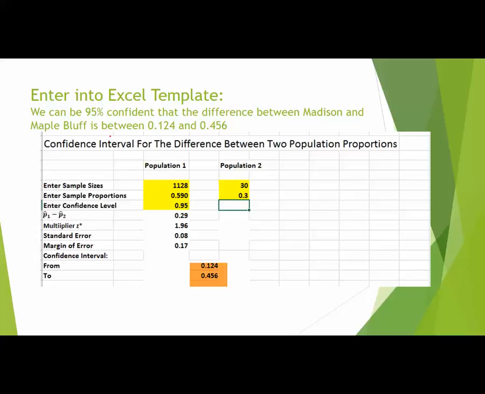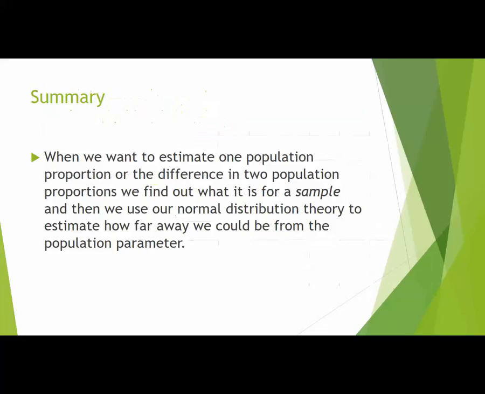So this tells us we can be 95% confident that the difference between the proportion of Madison homes with 3 bedrooms and the proportion of Maple Bluff homes with 3 bedrooms is between about 12.5% and almost 46%. So the larger proportion of Madison homes have 3 bedrooms, and it might be as little as 12.5 percentage points different from Maple Bluff to as much as 46 percentage points. So the proportion might differ that much.